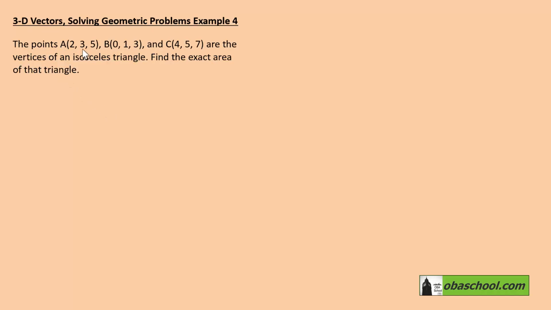The points A(2, 3, 5), B(0, 1, 3) and C(4, 5, 7) are the vertices of an isosceles triangle. Find the exact area of that triangle. So here's a drawing of the triangle, and let's say A, B and C.